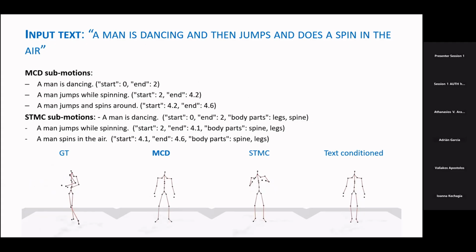And this is I think the last example, or one of the last ones. Here we have a man is dancing, then jumps and does a spin in the air. So also this one is quite complicated because you can see the ground truth. And our model tries to replicate this movement in a reasonable way. Of course, in this kind of application, you cannot expect that the result is perfectly reproducing the ground truth, but the result is realistic, at least in my opinion. Instead, the other two methods are not much capable to reproduce these movements.